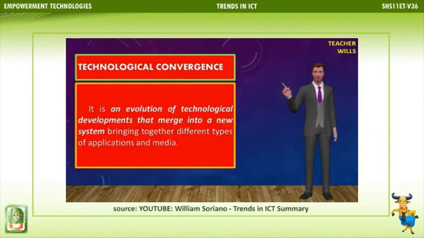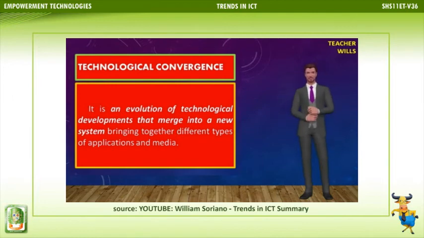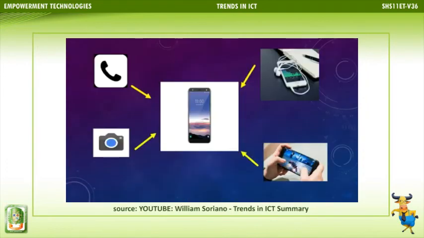The technological convergence. Technological convergence is an evolution of technological developments that merge into a new system, bringing together different types of applications and media. Interaction with seamless synergy between various applications and media are now possible because of technological innovations. The smartphone is an example of technological convergence, as it provides functionality of various individual separate and different devices now available in one gear. The smartphone can function as a telephone, camera, radio, TV, and gaming console. All of these tasks were only available and usable on a singular and different gadget.